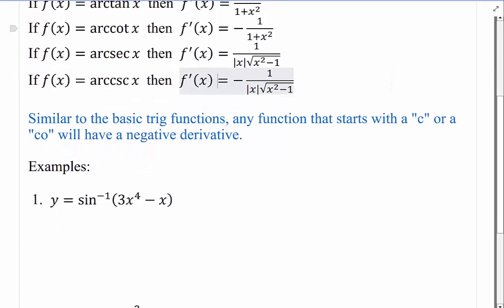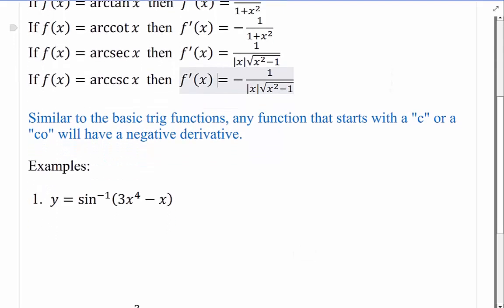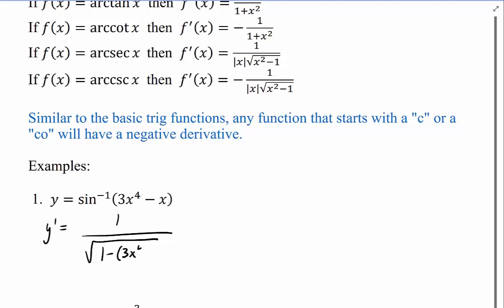Now, looking at my first example, inverse sine. The derivative of inverse sine of something is 1 over the square root of 1 minus that something squared. And then we multiply that by the derivative of the inside. It's in 2 terms, so I need to put it in brackets. It is just a power rule, so 3 times 4 is 12. Subtract 1 from the exponent, and then the derivative of x is 1.